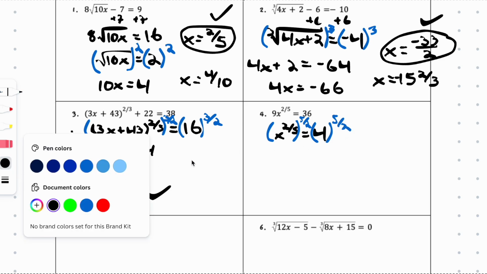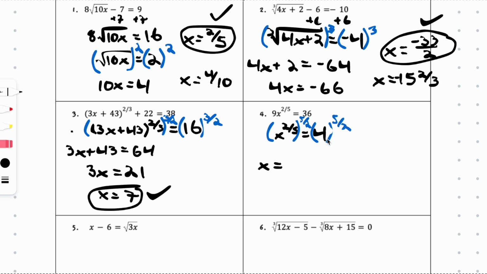So we get x equals 4 to the 5/2 power, which is going to be the square root of 4 because we have a 2 in the denominator, which is going to be positive 2, right? We assume it's positive 2. And 2 raised to the 5th power is going to be 32. So now let's just plug this in. 32 to the 2/5 power. Well, we take the 5th root of 32, we get positive 2. And positive 2 squared is going to be 4. And 4 times 9 is going to be 36. So this works.